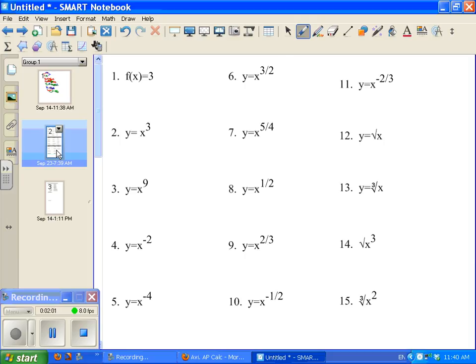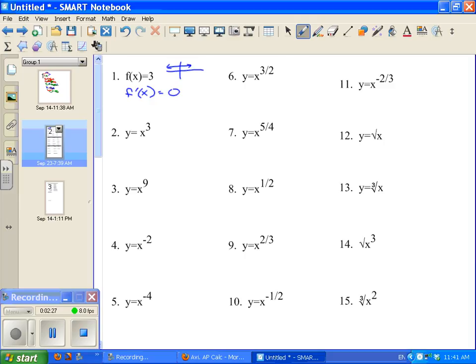Okay. Number 1 is 3. F prime of x. If I take the derivative of this, it's the derivative of 3. So it's 0. It doesn't have an x, so it's going to be 0. So anytime you take the derivative of a constant, it will be 0. Right? And that makes sense because think about what this graph would look like. It's y equals 3, a horizontal line. What's the slope? It's going to be 0.